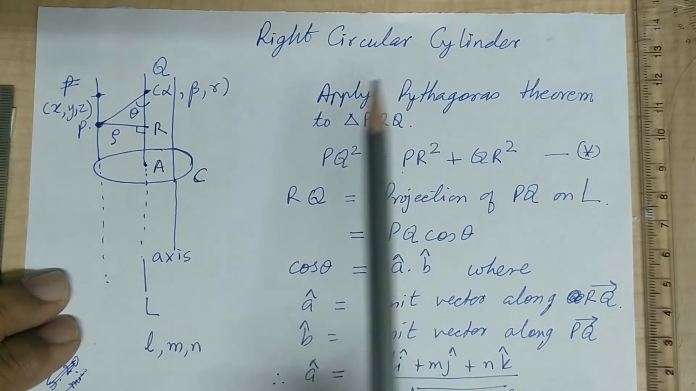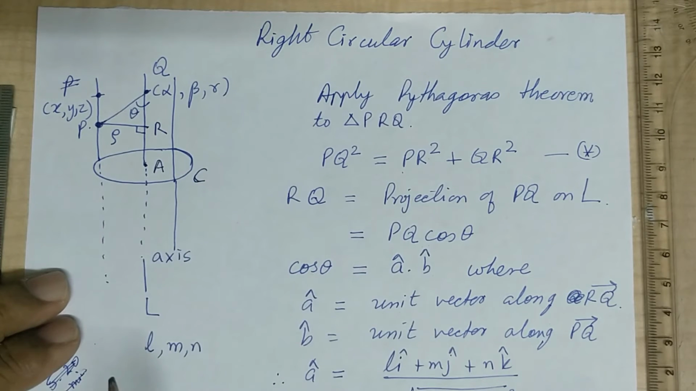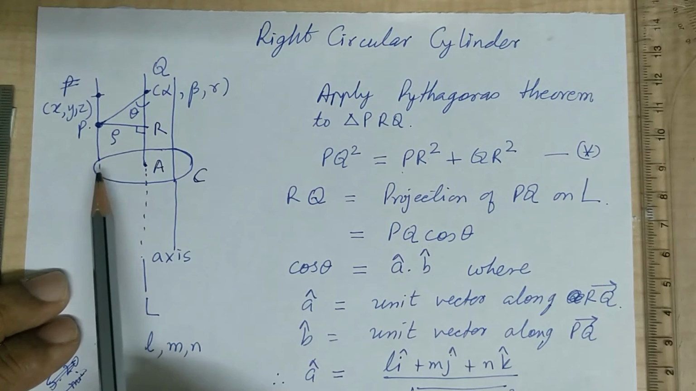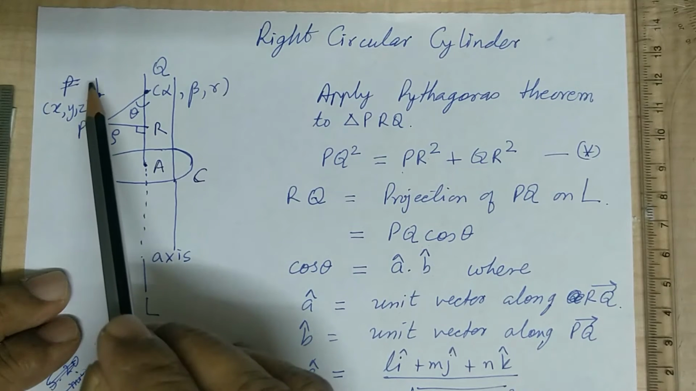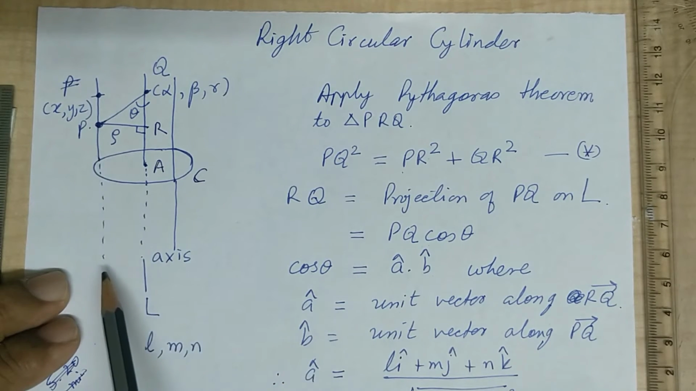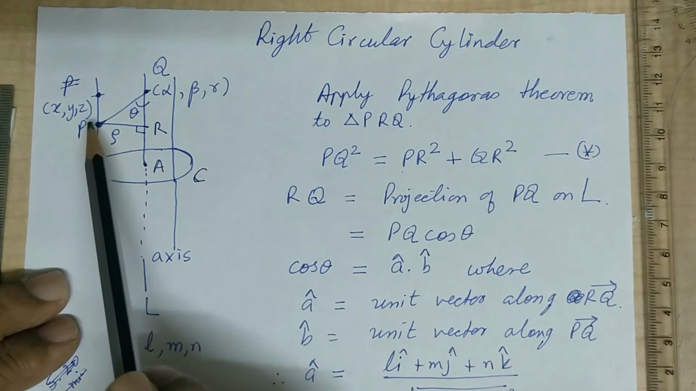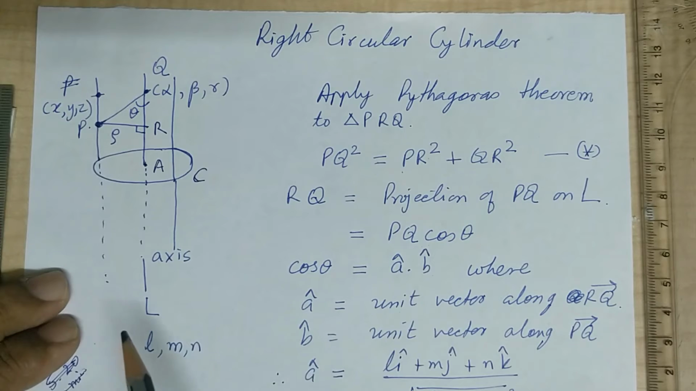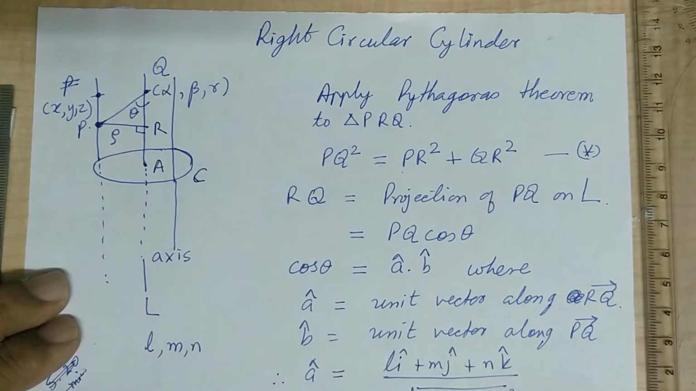And since it's a right circular cylinder, the axis is perpendicular to the plane of the circle. The direction ratios of the axis are l, m and n. The radius of the cylinder. So what I've done is shown two generators. One is this line passing through P, a generic point on the generator, and there's another one here. So these are the two generators which I've shown in this diagram.